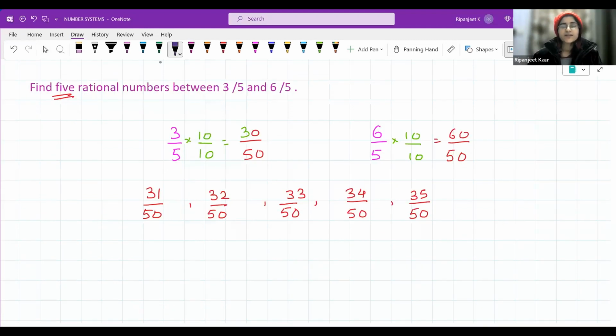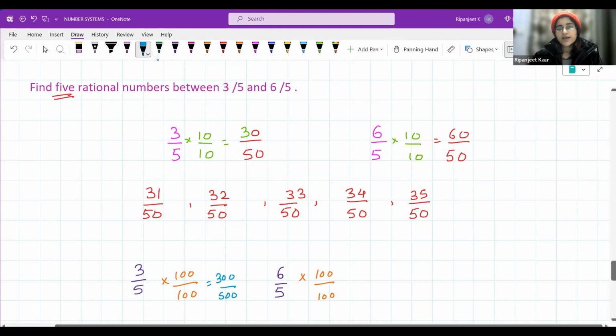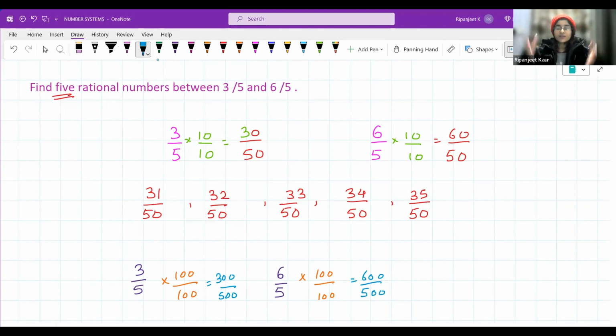For that, let us take 3/5 again and 6/5 again. But this time, let us multiply them by 100 and divide them by 100. And same goes here also. After this, what is the answer that is coming? 300/500 and 600/500. Now, what are the numbers existing between 300 and 600? Oh my God, there are like 300 even more numbers. 301/500, 301 over 500, 302 over 500.